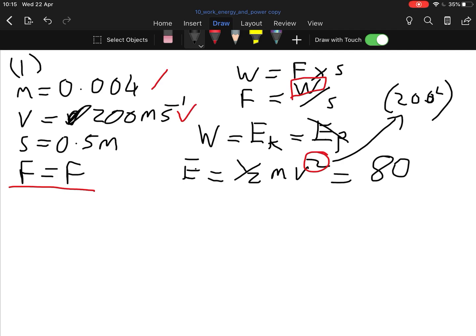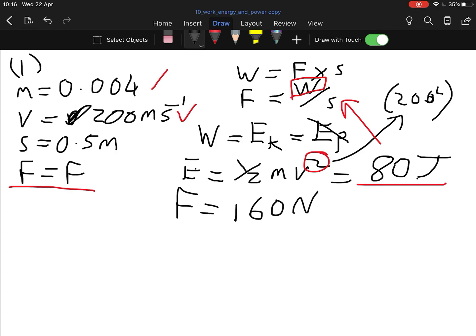It's easier. Anyway, that gives you 80 joules. Okay, so we have 80 joules there. Then all you do is sub this back in up to the top equation. That's all you do. So our force should now be 80 divided by 0.5, and it should give you a value of 160 newtons. There you go. That's it. All right, fairly straightforward.